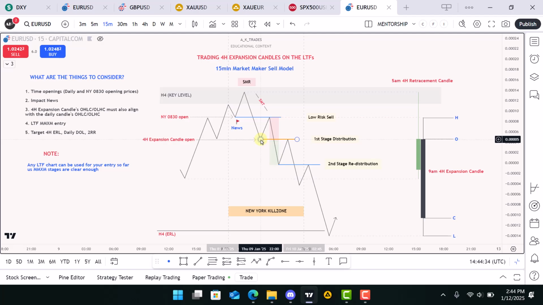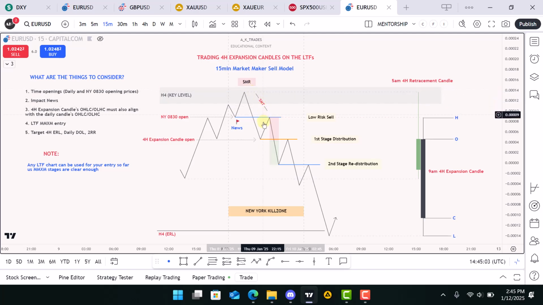When it opens here, what are we expecting? That's the manipulation leg, or the high of the 4-hour expansion candle, will be formed within the 15-minute change in state of delivery. Now that is what's happening here. When the 4-hour expansion candle opened, the high reacted to the 15-minute change in state of delivery and then created an SMT with a correlated asset.